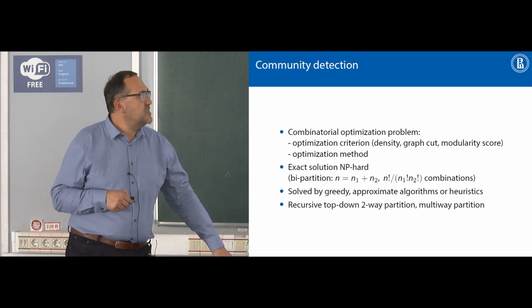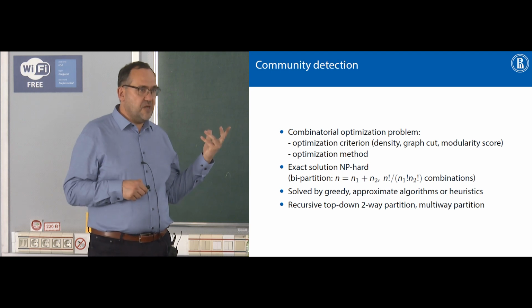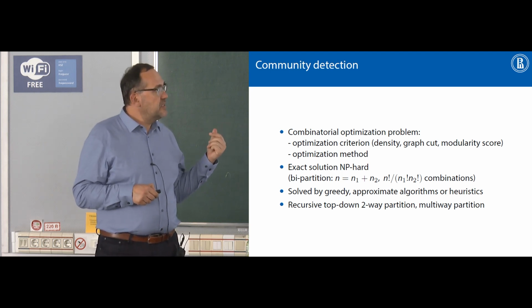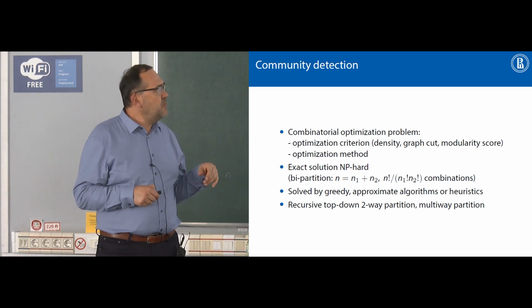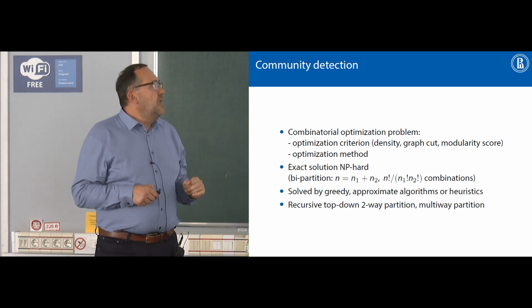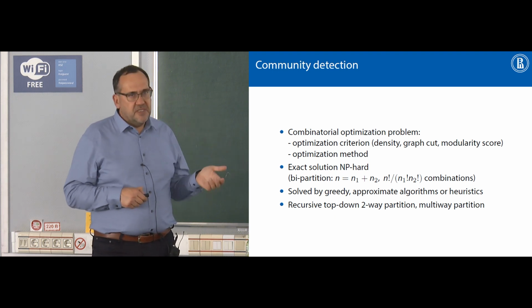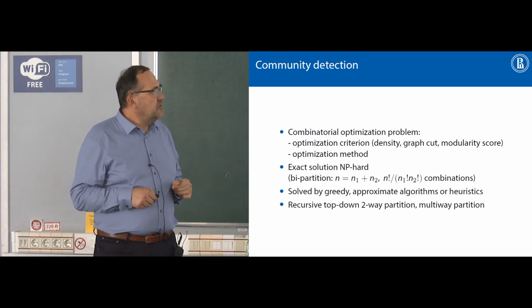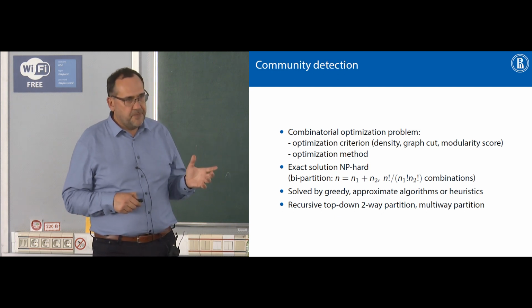In fact, if you, for example, want to do this bipartition, like I'm showing in the previous graph, which is just splitting the graph into 2 pieces, then there are that many combinations possible, which is n factorial divided by n1 factorial and n2 factorial, where n1 and n2 are the sizes of the two parts, even if I have fixed sizes. So there is no exact solution, there are only approximate solutions, and they can be done through what's called greedy algorithms or various heuristic algorithms.